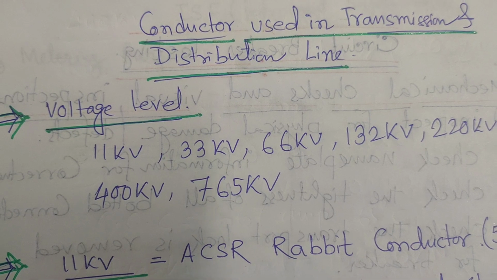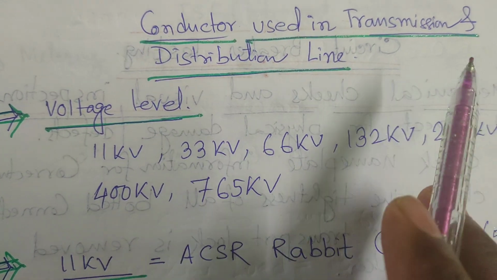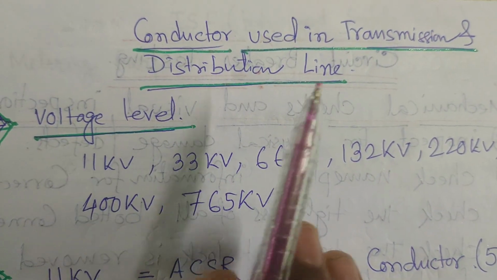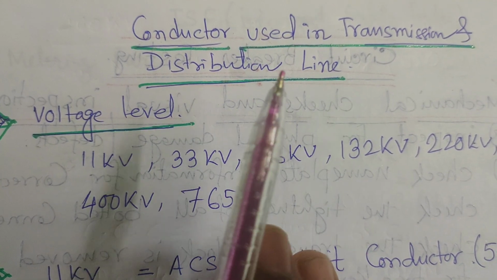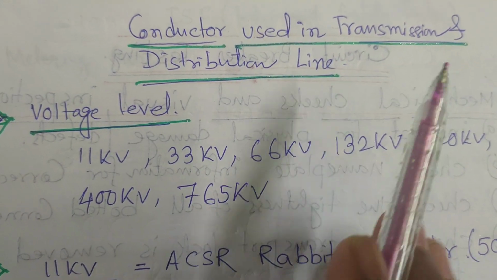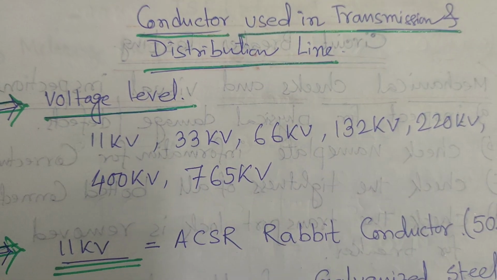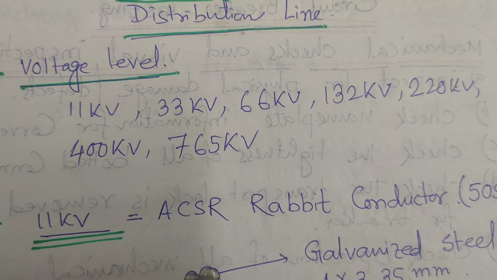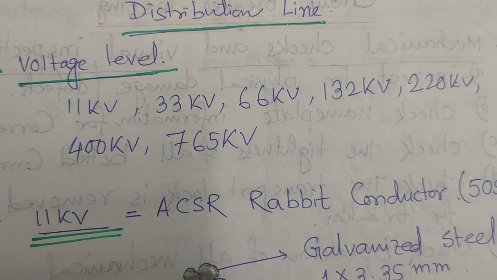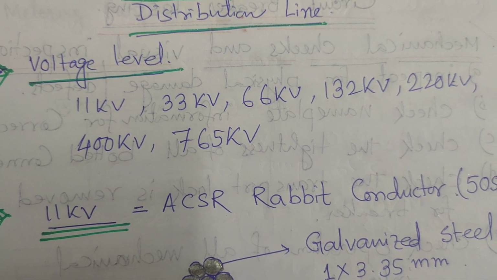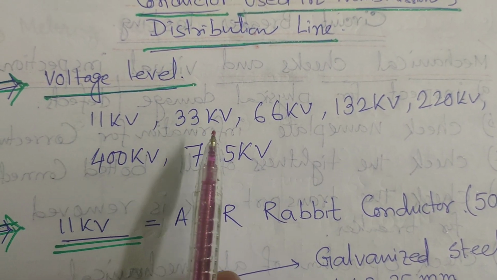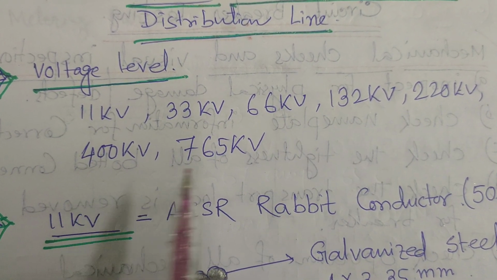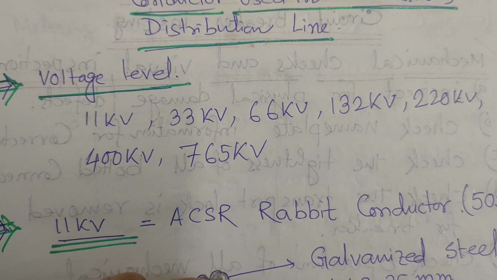These two lines are different. Transmission lines transmit power from the power plant to the high voltage substation, and distribution lines transmit power from the low voltage substation to the consumer's end. So different voltage levels are nowadays being used as per our requirement, depending on different situations: 11 kV, 33 kV, 66 kV, 132 kV, 220 kV, 400 kV and 765 kV.